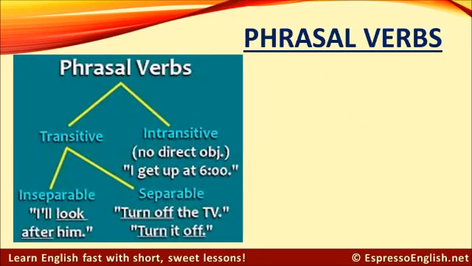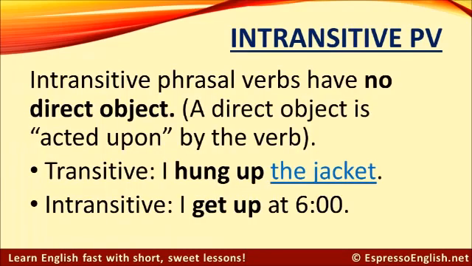Phrasal verbs can be transitive or intransitive, and transitive phrasal verbs can be separable or inseparable. I'll explain what each of these categories means and give you some examples. Intransitive phrasal verbs have no direct object. A direct object is acted upon by the verb.